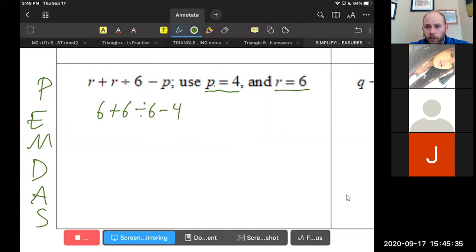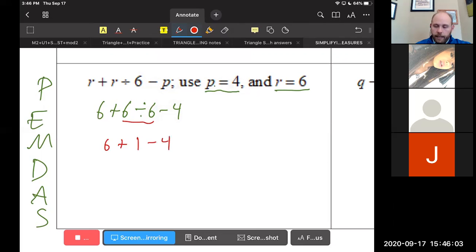So I'm just replacing all of these variables with the numbers that they said that they equal, okay? And now I follow PEMDAS. So I have adding, division, and subtraction. I have to do dividing first. So 6 divided by 6 is 1. And I bring down everything else.